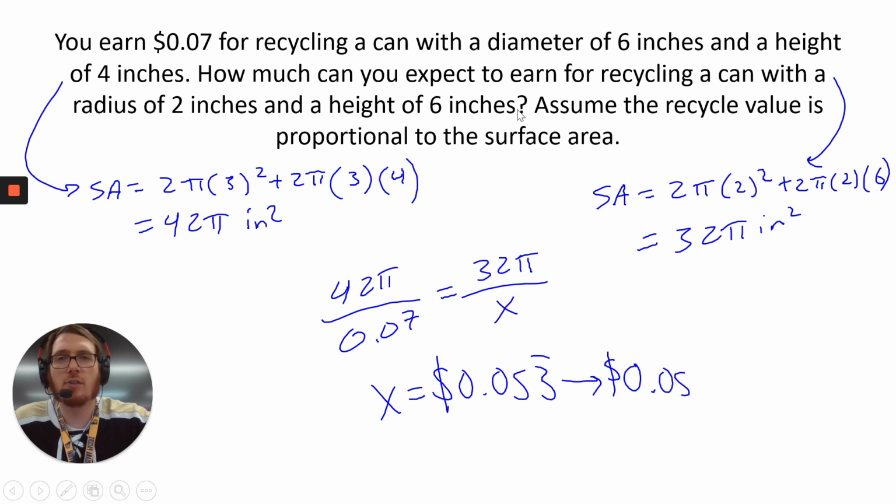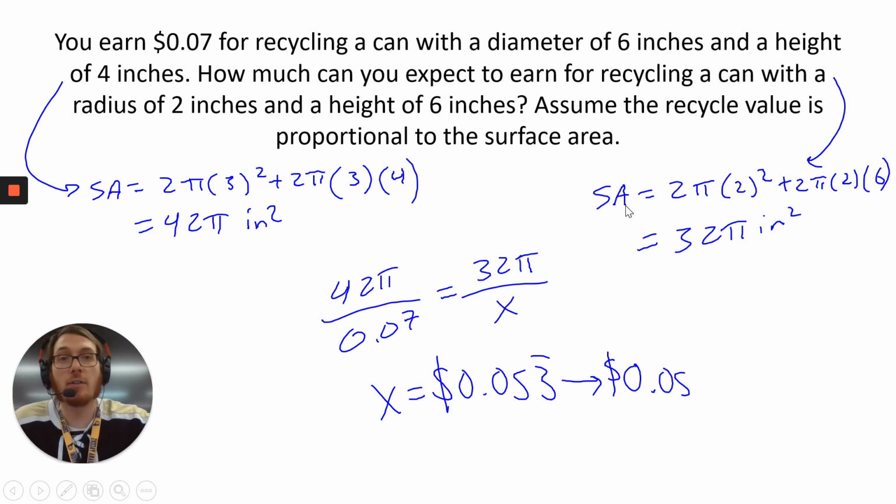So I'm just going to find the surface area of that. So 2 pi r squared. Remember that if the diameter is 6, the radius is 3. So 2 times 3 squared, which is 18 pi, then plus 2 times 3 times 4, and that would be 24. And I add those together and get 42 pi square inches.